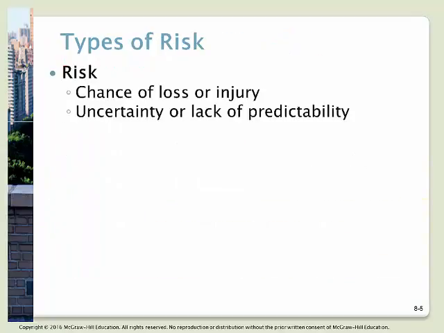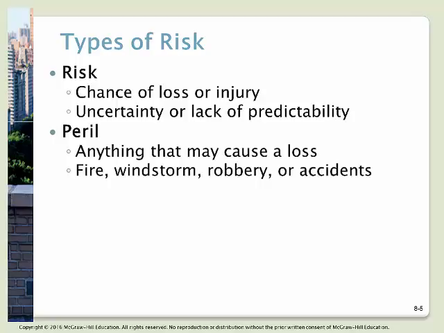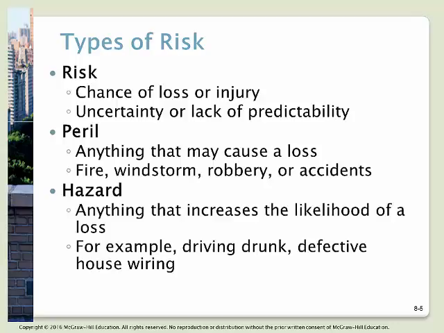3 terms related to risk. Risk is the chance of loss or injury. By definition, it's uncertain and unpredictable. Peril is anything that may cause a loss: fire, tornado, robbery. Hazard is anything that increases the likelihood of a loss: drunk driving, bad wiring in your home.